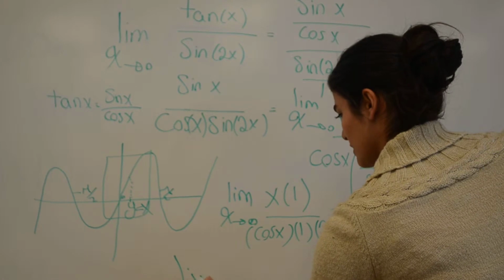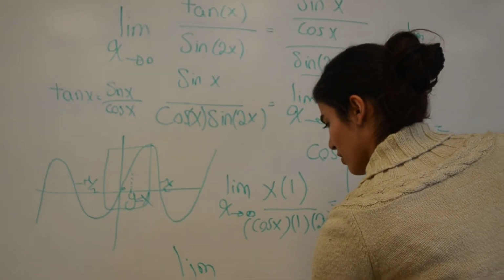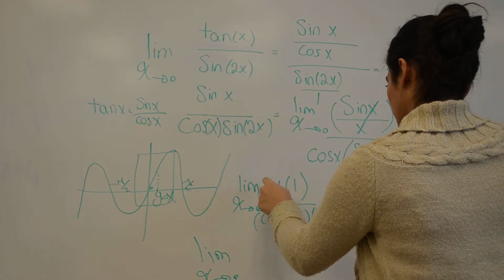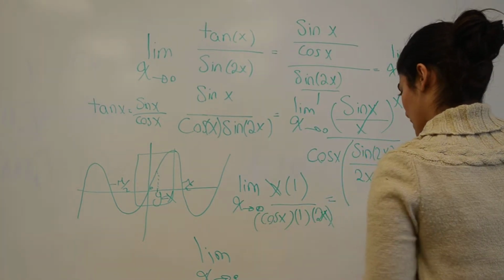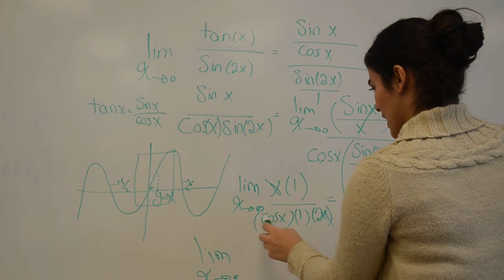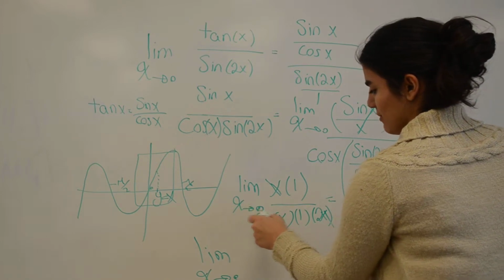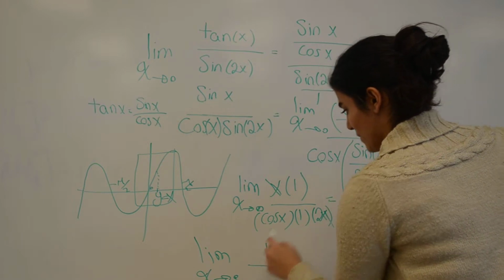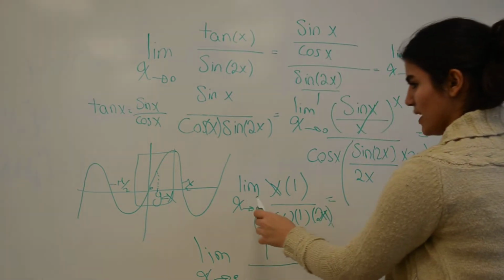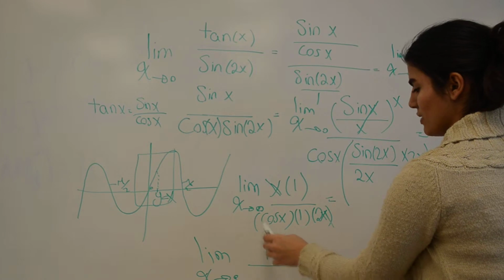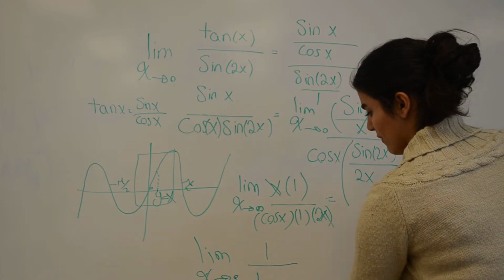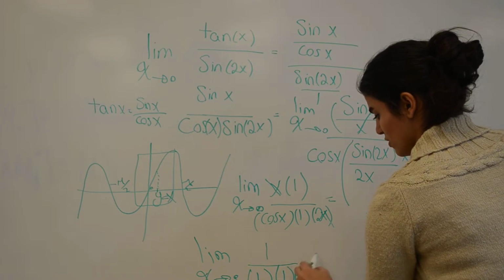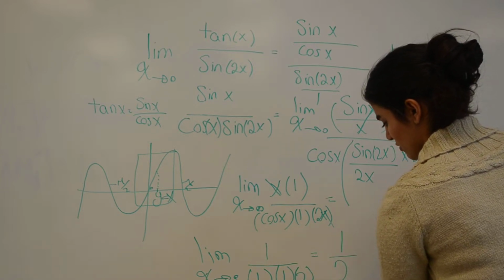Then the limit as x approaches 0. We'll have these two x's cancel out, and the 2x. So we can now substitute x approaches 0 for these ones. So 1 over cosine x, which is cosine 0 when we substitute 0. Cosine 0 will equal 1, so we'll have 1 here, times 1 times 2, so the answer is 1 over 2.